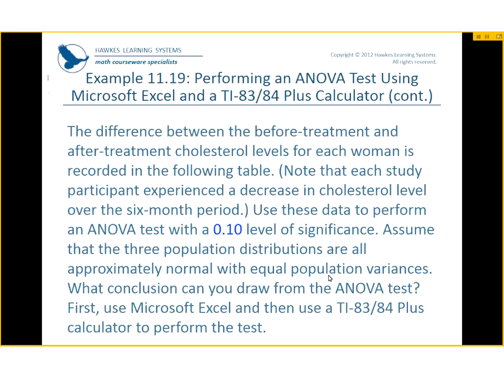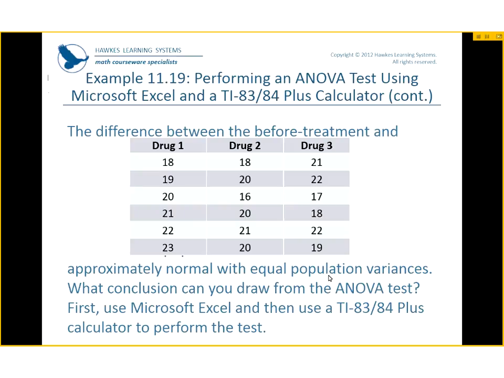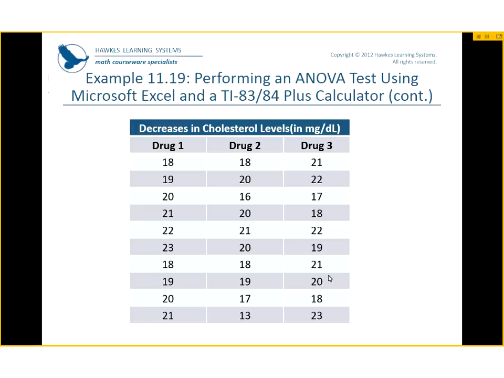Using the data to perform an ANOVA test with a 0.1 level of significance, assume that the 3 population distributions are all approximately normal with equal population variances. What conclusion can you draw from the ANOVA test? Okay, first you can use Microsoft Excel, and then we're going to use the calculator. Okay, so here is the difference.